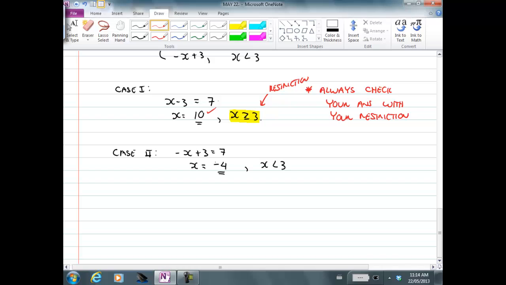So this works. Look at your restriction for the second one. My restriction says my answer better be less than 3. Okay? So look at this. Hey, negative 4 is indeed less than 3, so therefore both of these work. That is how I check it. I compare this with this.